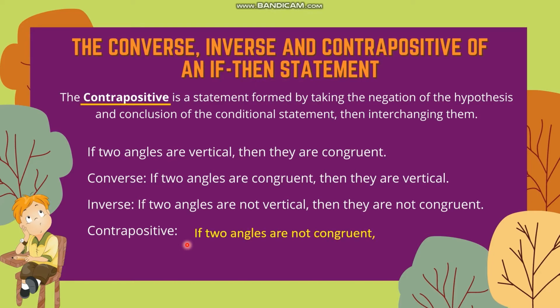Okay, so if two angles are not congruent, so eto na yung hypothesis natin ngayon, then nilagyan natin ng not. Okay, then they are not vertical. O, eto na yung conclusion natin ngayon, then nilagyan ng not. Okay, so halimbawa binigay na sa inyo yung inverse, babaliktarin nyo na lang yan. If two angles are not vertical, then they are not congruent. So, mauuna na tong part na to, tapos this one.